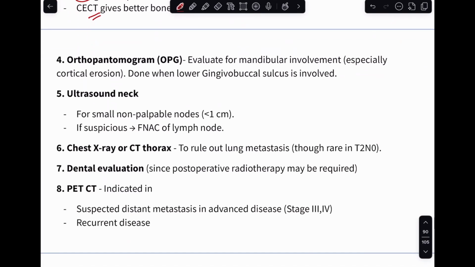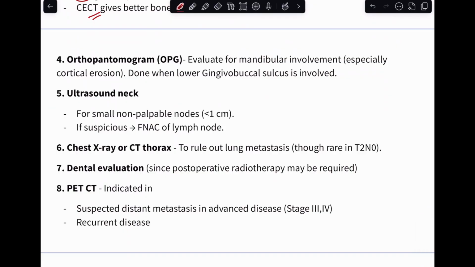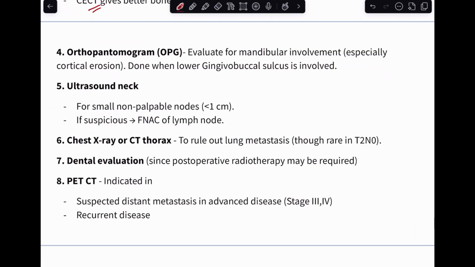Next is, not in our particular case, but in general in oral cavity cancers, we may also need to do an orthopantomogram, which is an OPG. Why do we do this? This is one of the first investigations that we can do to evaluate for mandibular involvement, especially if there is any cortical erosion. We'll do this if clinically our patient had shown involvement of the lower gingivobuccal sulcus, then there would be a high suspicion of involvement of the mandible. In that case, we'll do the orthopantomogram.